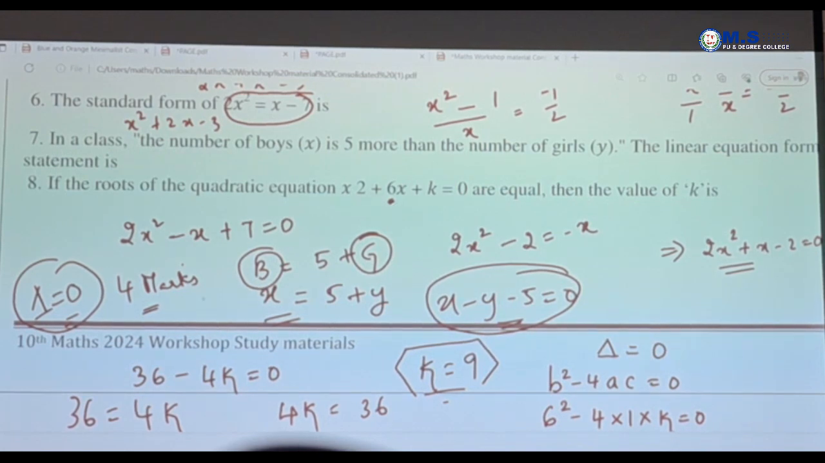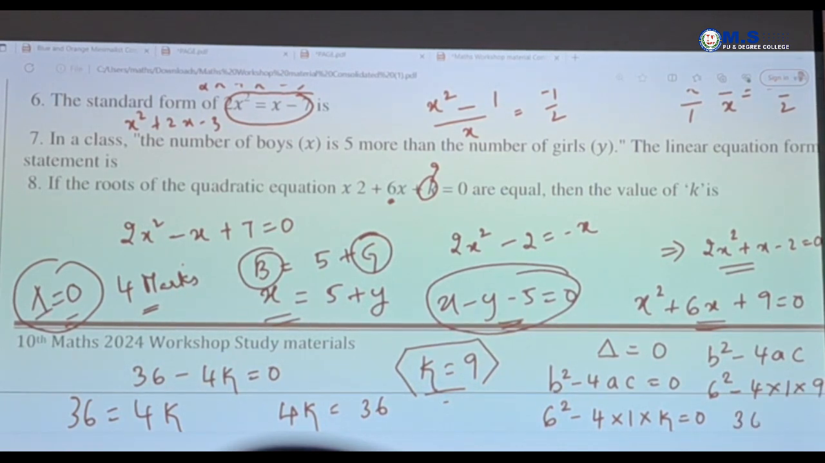If you want to verify, you can put the value of k here and check by using the quadratic formula or factorization method. We get the answer. Shall I check that? Here I verify. x square plus 6x plus 9 equals 0. This is the quadratic equation I got after finding the value of k. Check the discriminant of this. Discriminant b square minus 4ac. What is b square? 6 square minus 4 into 1 into 9. 6 square is 36, so we got 0. That means the k value is 9. Okay?